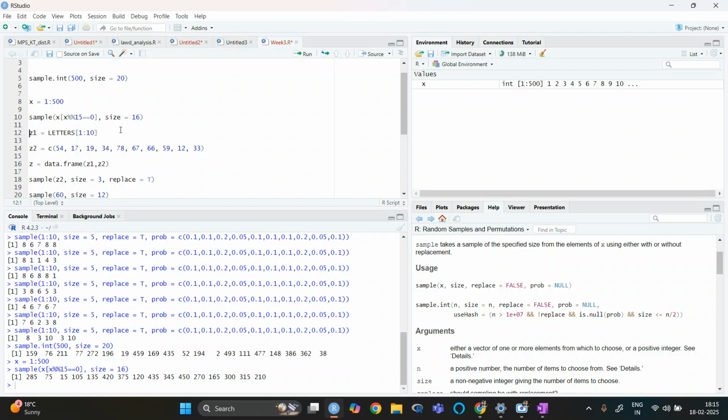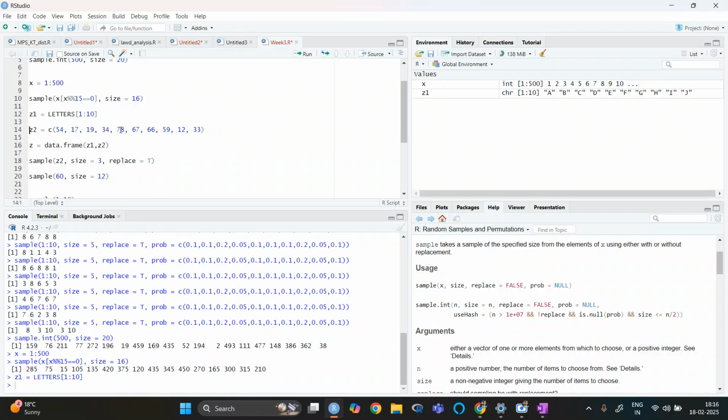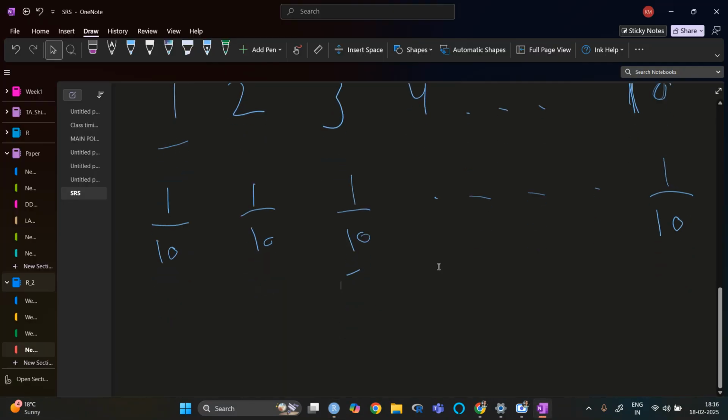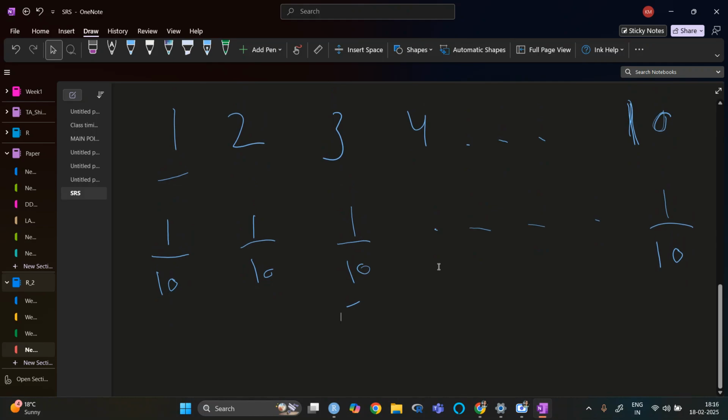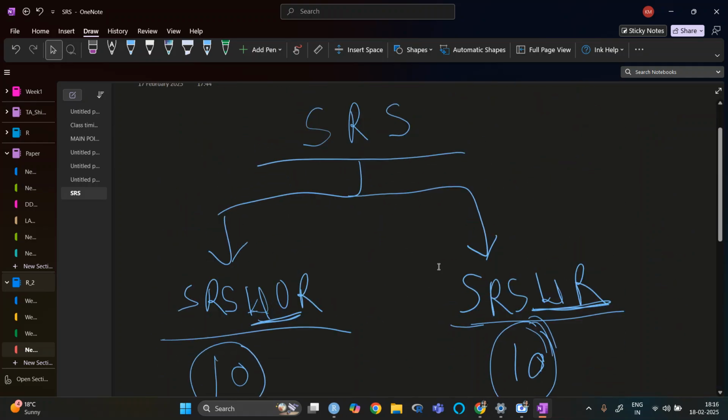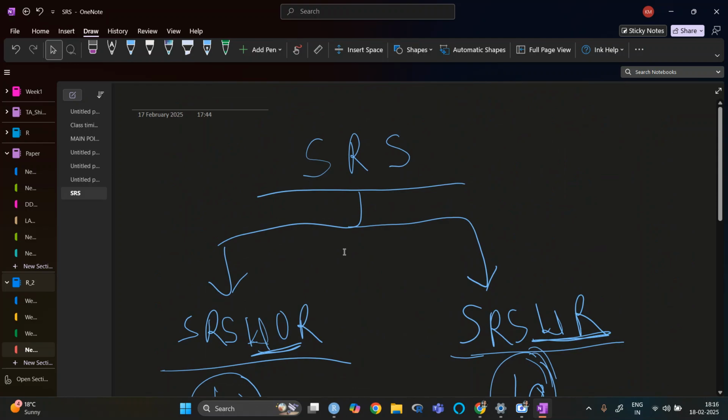Okay. Another thing is that we do not need to take the sample only from the numerics. We can take the samples basically from letters also. So if I will say Z1 this, and if I will take sample, then I can take the sample from HDI. So basically we can take the sample from whatever population we have, whether it is a character string or a numeric string. Okay, so this was basically regarding the last class, that how do we take the sample, etc.